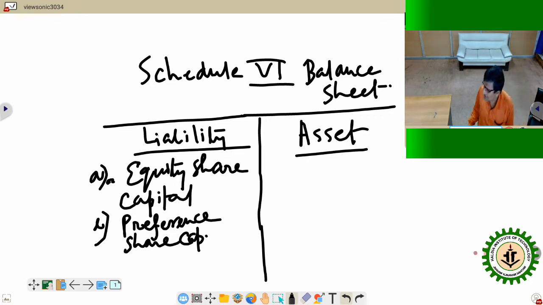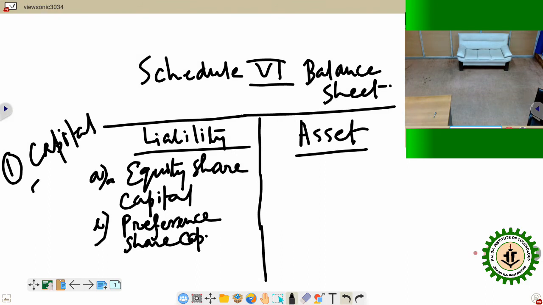Then you may ask why people will invest in equity shares of a company. Usually people will invest in equity shares of a company for two reasons. The first factor is capital gain. And the second factor is dividend.